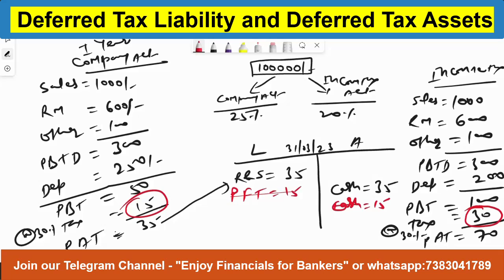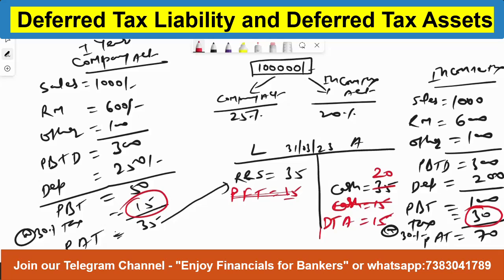Because the company has paid 15 rupees from here, that provision was made already. Now the remaining 15 rupees the company will pay from the cash. So here the cash will be 20, and here it will show deferred tax asset as 15. Why? Because it has paid 15 rupees excess from the cash, whereas provision was made only 15 rupees.